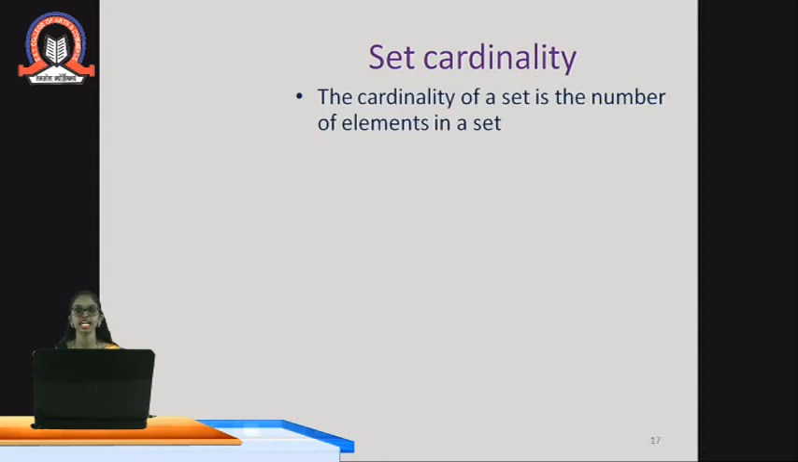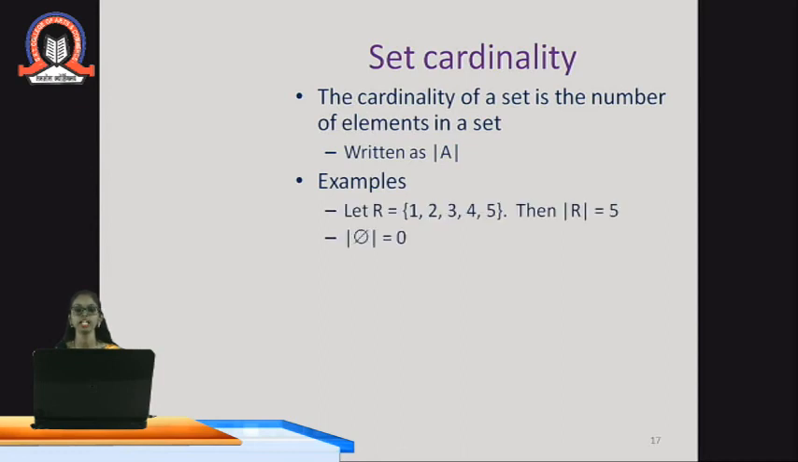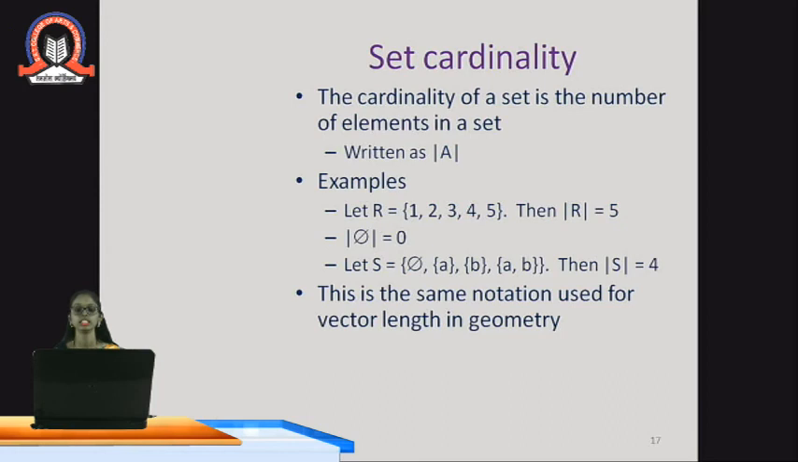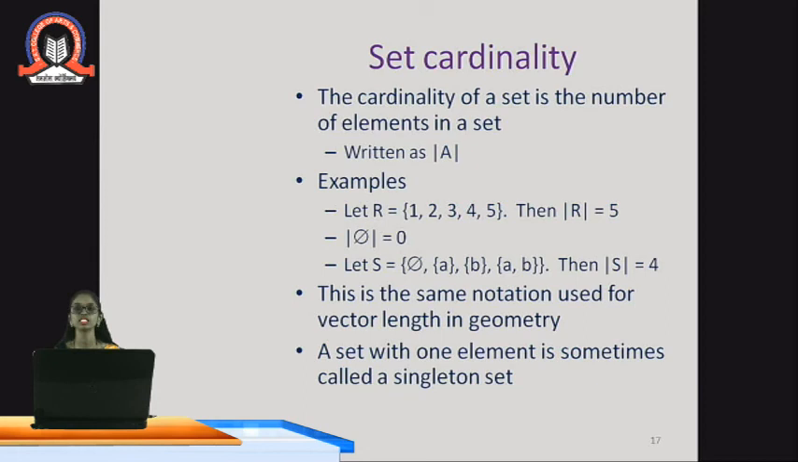Next one is set cardinality. The cardinality of a set is the number of elements in the set, written as mod of A. For example, let R be equal to 1, 2, 3, 4, 5, then mod R, or the cardinality of R, is equal to 5. In my second example, mod of phi means no elements belong to that set, so the cardinality is 0. This is the same notation used for vector length in geometry. A set with one element is sometimes called a singleton set.